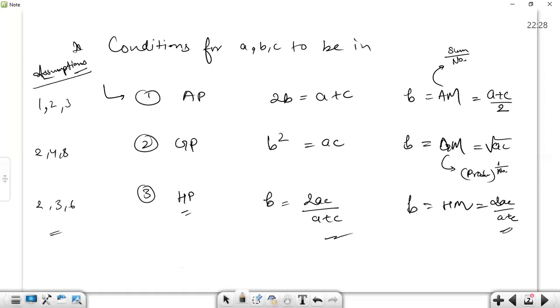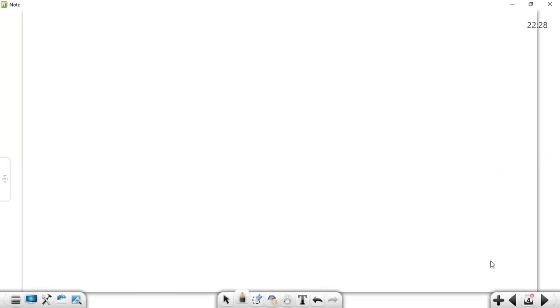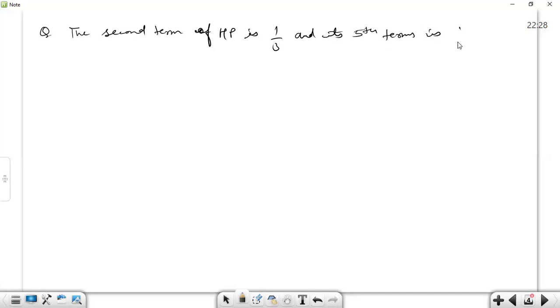Okay, now we have a question for harmonic progression. The second term of HP, harmonic progression, is 1 by 3, and its fifth term is 1 by 5. We have to find the 10th term of HP.